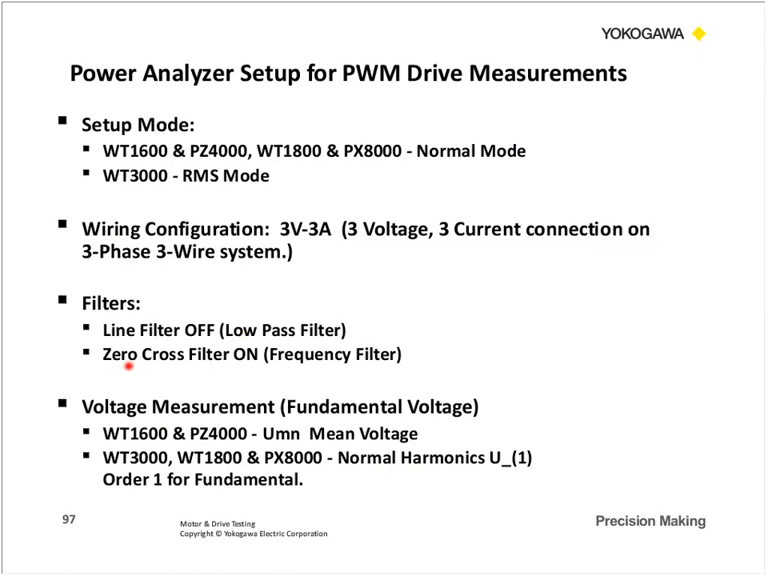Now, sometimes there is a frequency filter or a zero cross filter. That should be on if we want to track the speed, the actual frequency of the drive. And a frequency filter typically will not filter the measurements. It's a separate filter.